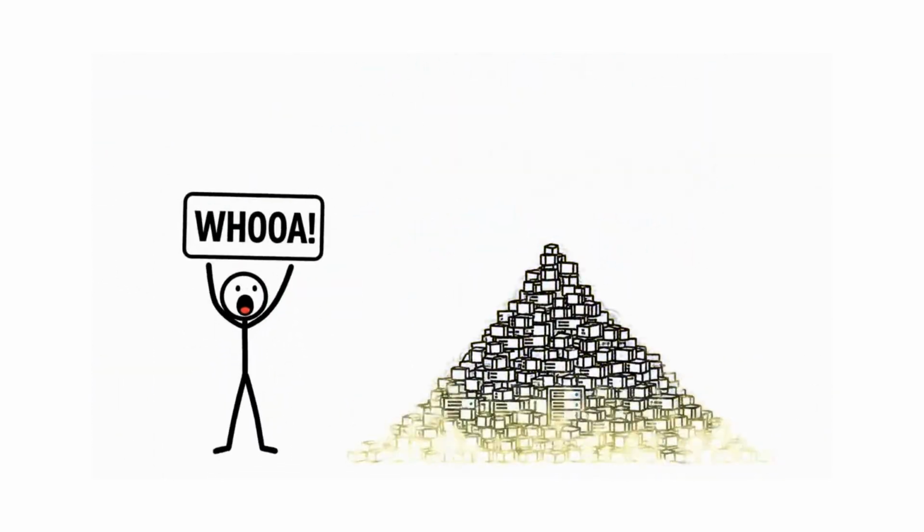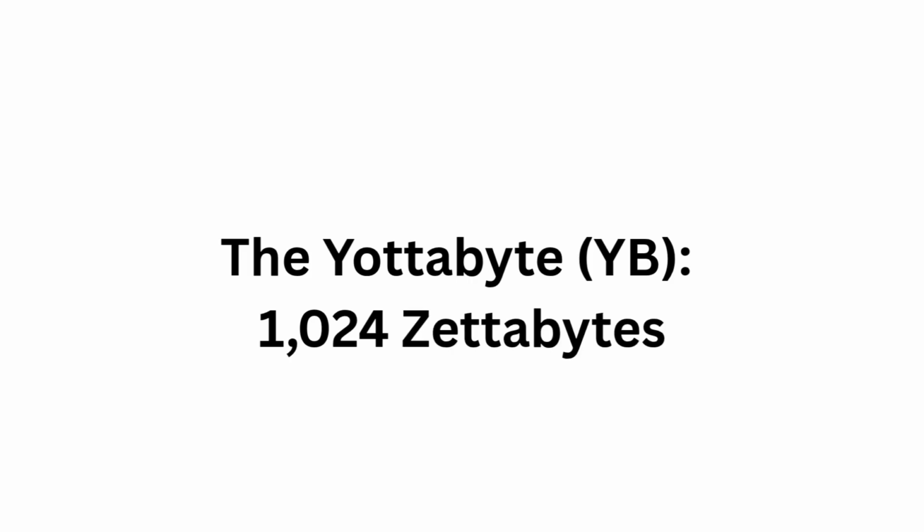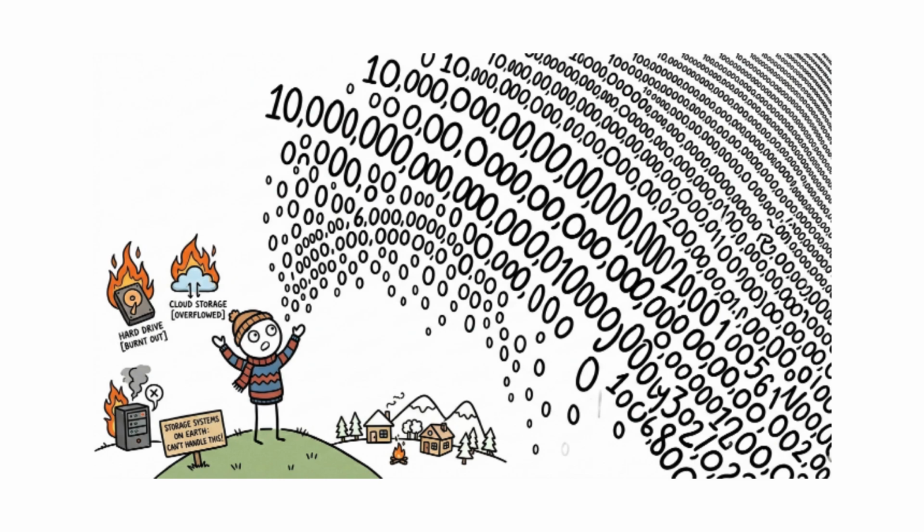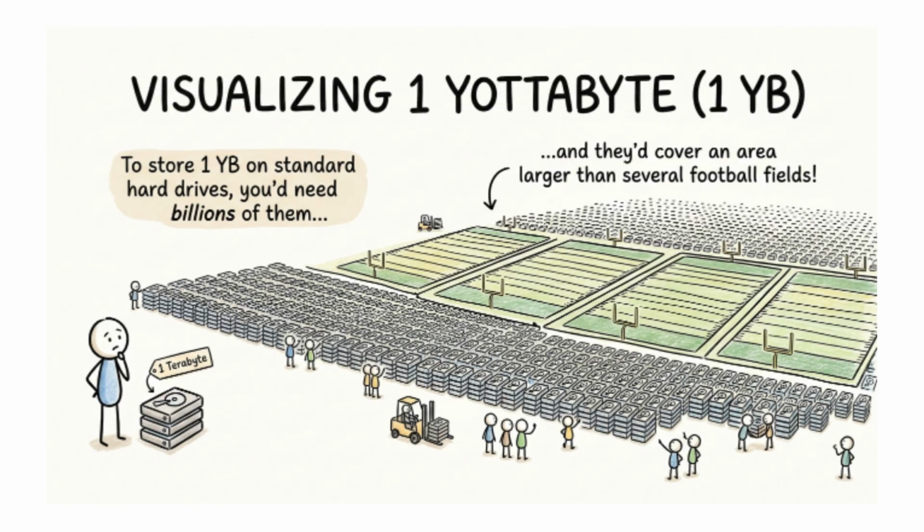The future. What comes next? The yottabyte, YB. By 2030, experts predict we'll enter the yottabyte era. 1 yottabyte equals roughly 1 septillion bytes. This number is so astronomically large that no storage system on Earth can currently handle it. To give you perspective, if you could somehow store 1 yottabyte on standard hard drives, you'd need billions of them, and they'd cover an area larger than several football fields.